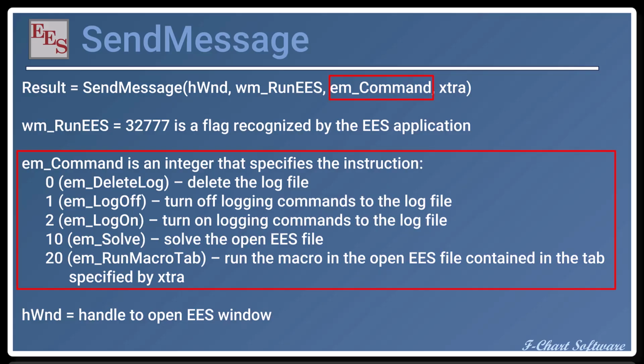And then these last 2 options are the important ones. 10, EM_SOLVE here says solve the file, so it's basically equivalent to hitting solve in the EES program. And then 20, EM_RUN_MACRO_TAB, runs a macro in an open EES application. And the macro that's run is the one in the tab number corresponding to this last parameter, extra. And if you're not using EM_RUN_MACRO_TAB, then that last parameter extra should be set to 0.